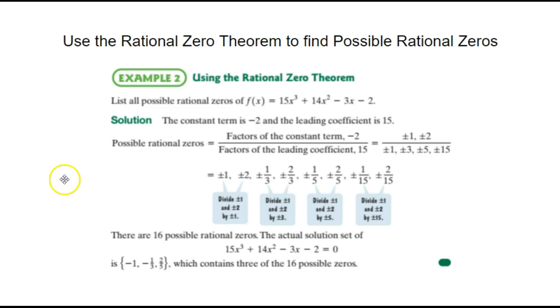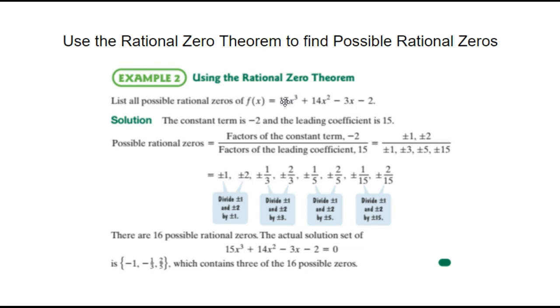So here's an example. It says list all possible rational zeros of this function. So you have a third-degree polynomial. And really, what you're going to find is the most important part to identify is the constant at the end, the -2, and the leading coefficient, the 15. Those are the 2 most important parts of the polynomial when you're focusing on this objective.